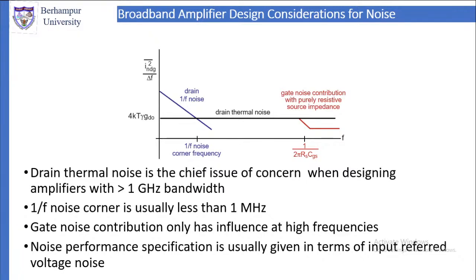Noise performance specifications are usually given in terms of input referred voltage noise. Now where is it given? It is given in the specification sheet or data sheet of the device that we are going to use. If you are designing an amplifier, you have to procure or purchase a CMOS device. So a CMOS transistor you have to purchase.